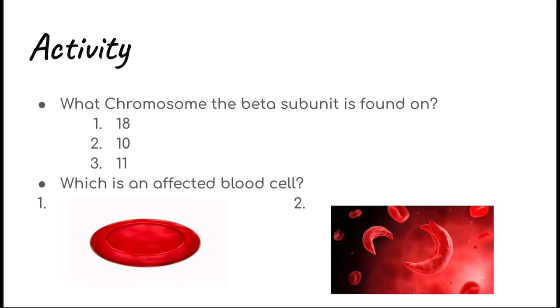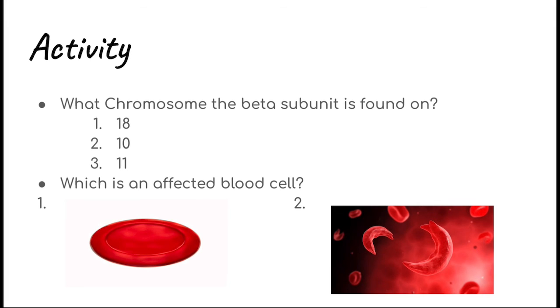Okay. Now for the first question, which was what chromosome the beta subunit is found on, the answer would be number 3, which is 11. It's found on chromosome 11. And if you need the answer for that, you can go back, I believe, to the second slide, not counting the slide with my name on it.